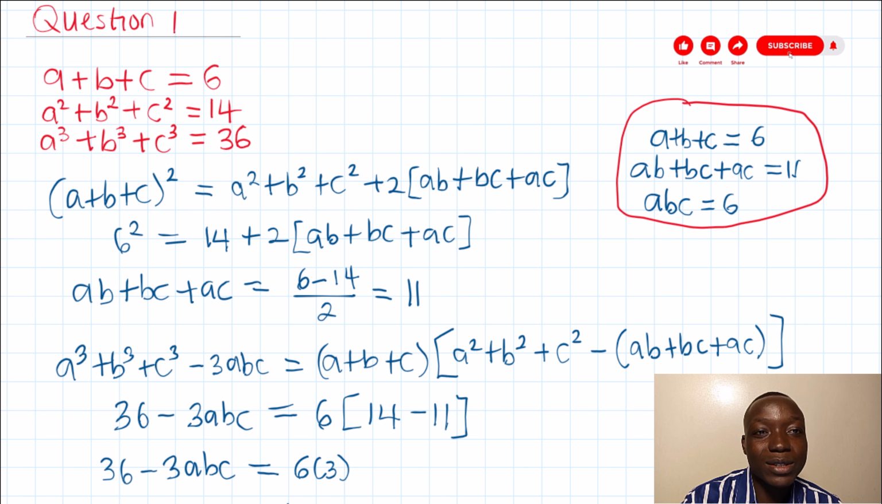So coming back to our question, if you substitute 1, 2, and 3, 1 plus 2 plus 3 gives you 6. 1 squared is 1 plus 2 squared is 4. So 1 plus 4 plus 9 gives you 14. 1 plus 8 plus 27 gives you 36.